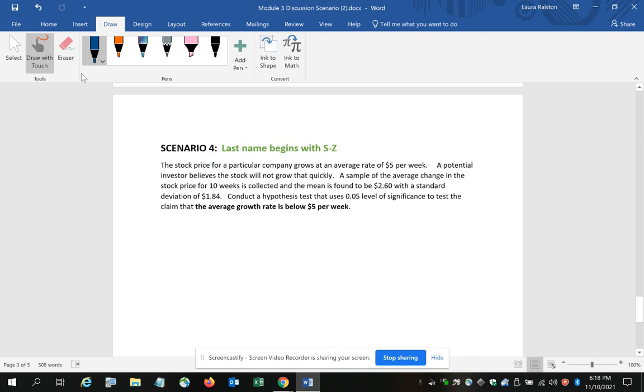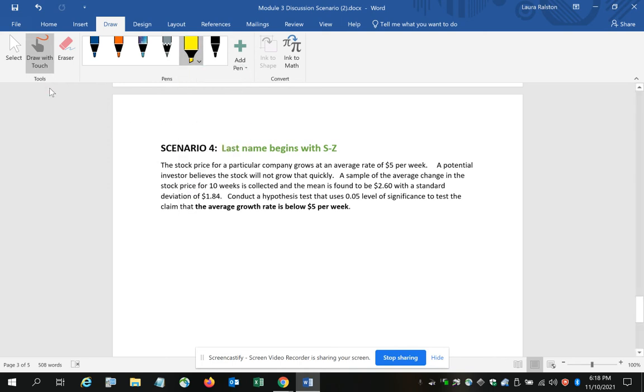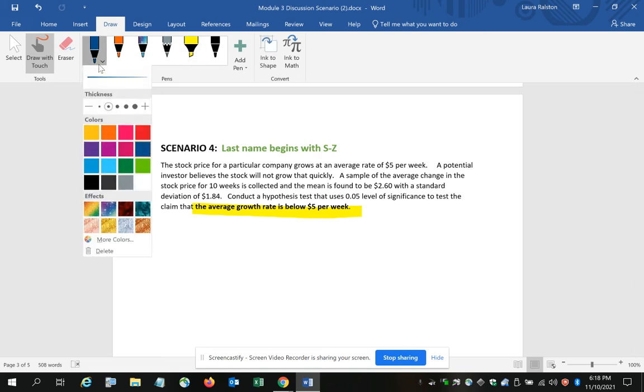The stock price for a particular company grows at an average rate of $5 per week. A potential investor believes the stock will not grow that quickly. A sample of the average change in the stock price for 10 weeks is collected, and the mean is found to be $2.60 with a standard deviation of $1.84. Conduct a hypothesis test that uses a 0.05 level of significance to test the claim that the average growth rate is below $5 per week.